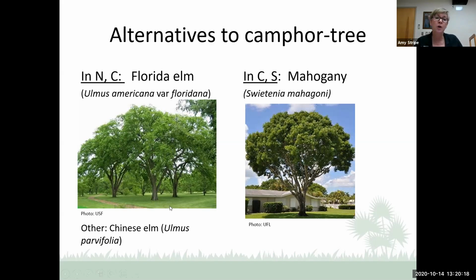For a non-native alternative, I have selected the Chinese elm, Ulmus parvifolia, a very similar type, with a beautiful leaf shape like the mahogany and the Florida elm, much, much better than having a nasty camphor tree in your yard.